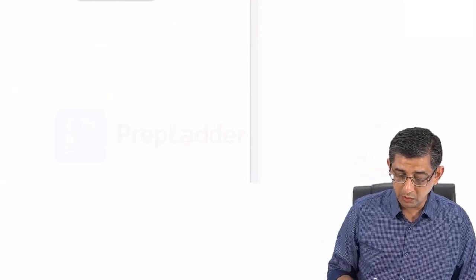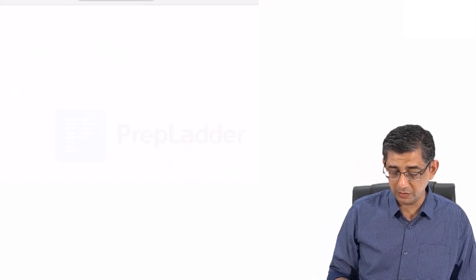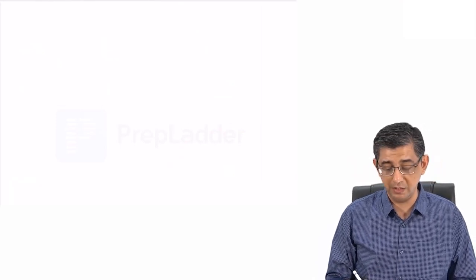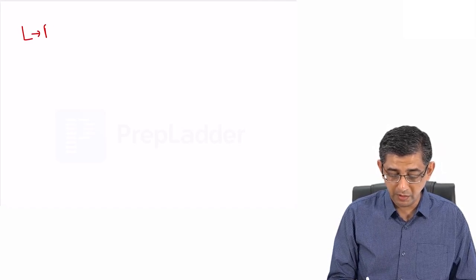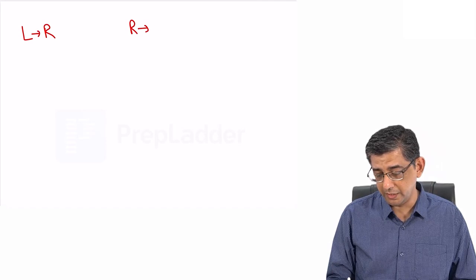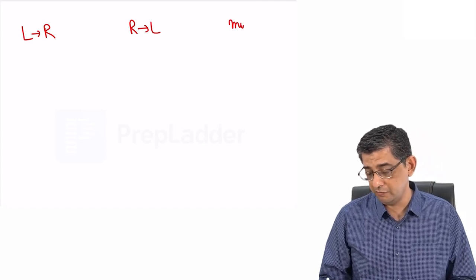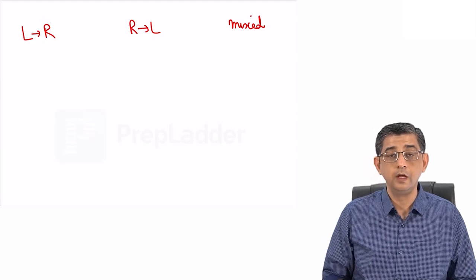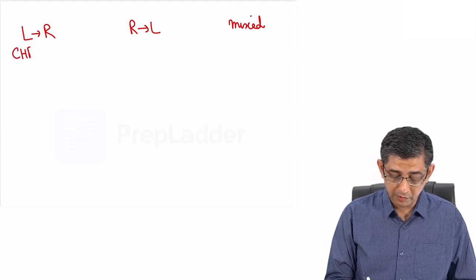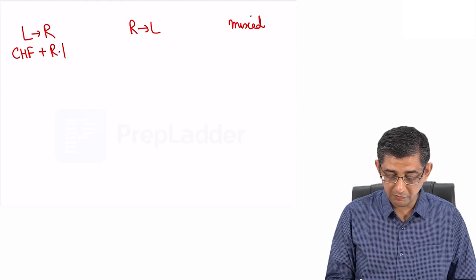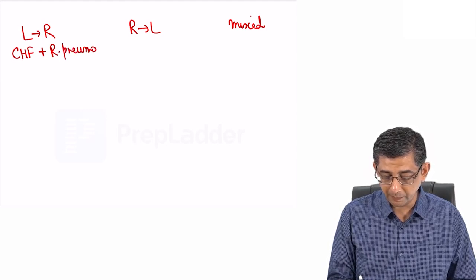So let us just do a quick summarization here with respect to the various diseases we have studied in a single slide. I will mention regarding left to right sided shunts, right to left sided shunts, and then we have mixed defects also. You see, left to right sided shunts will always be having congestive heart failure with features of recurrent pneumonia.